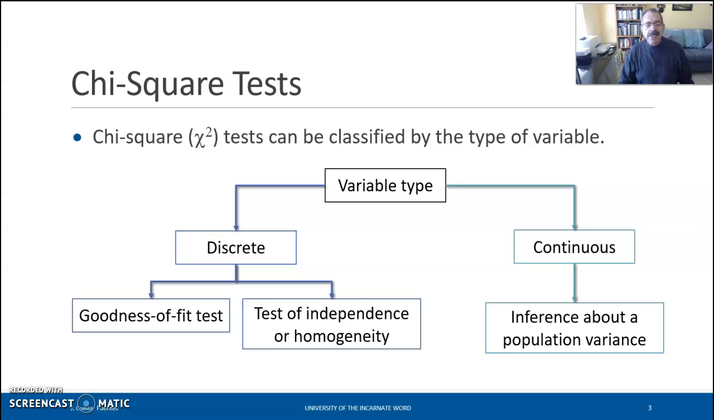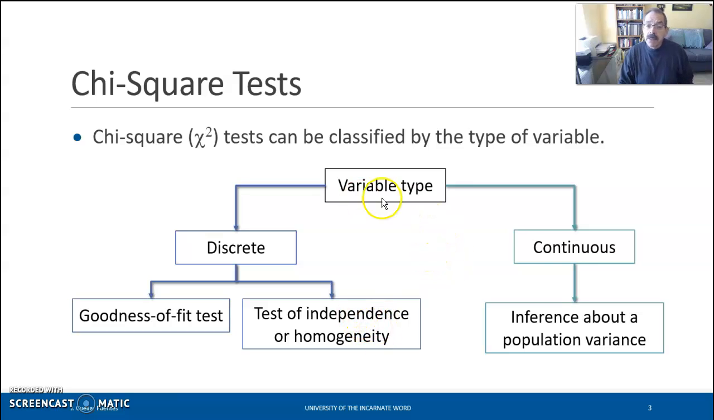All right, the chi-square tests. I put this chart together so that it helps you to see how the chi-square tests are classified by the variable type. So if you're dealing with a discrete variable, then you will either be performing a goodness of fit test, which is when you're looking at a single distribution, or you may be looking at a test of independence or homogeneity.